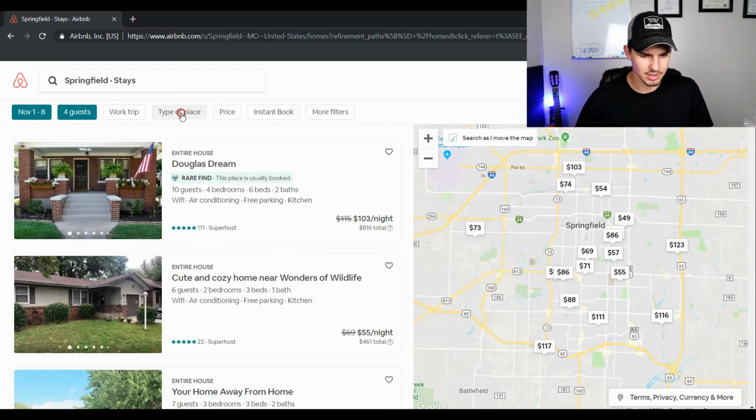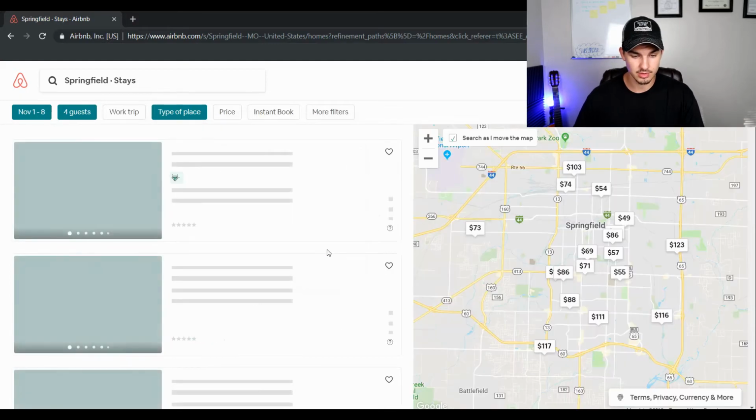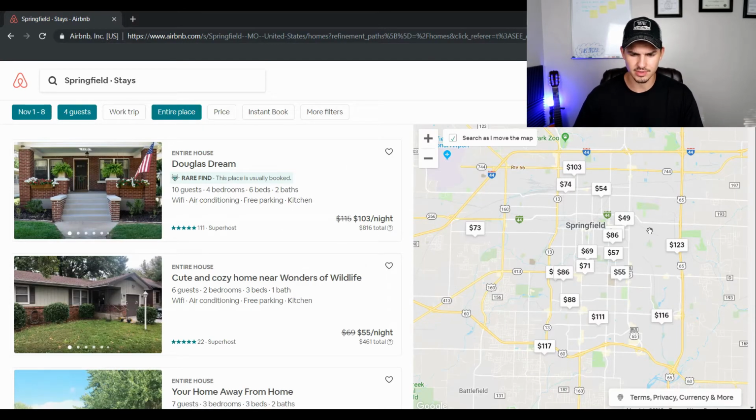One more thing that I'm going to do is I'm going to do the entire place, because there's a lot of private rooms, hotel rooms, shared rooms like that. I don't mess around with that. If you guys are doing shared rooms, whatever. If you're doing rental arbitrage and you're looking for an entire place, make sure you do this and you toggle that on there, because it'll get rid of a few listings.